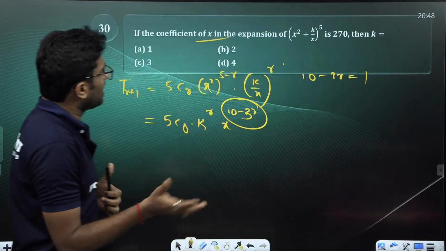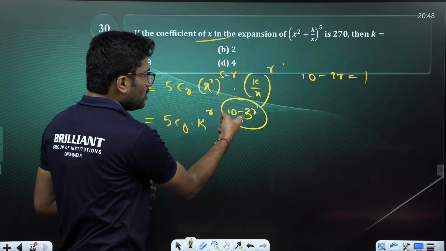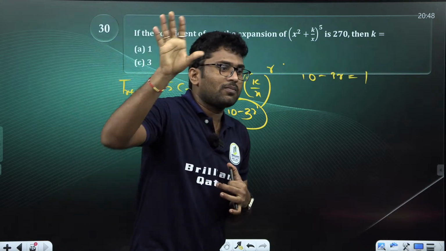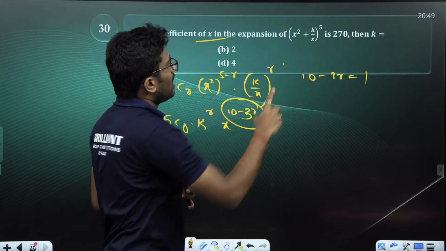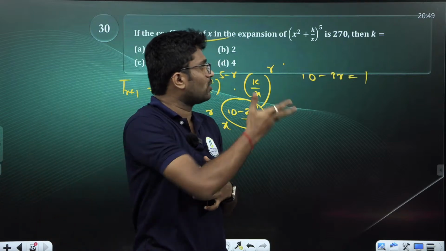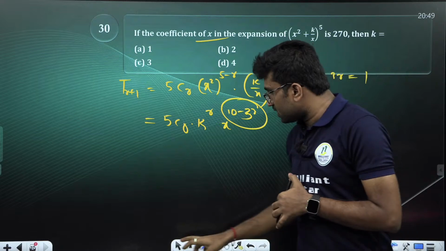Exactly, yes, that's it. So just get the value of that particular thing, 5Cr. Now by using this, get the value of r. After getting the value of r, substitute that r in this and get the required thing. That's it. I hope you have understood, guys. So with this we are done.